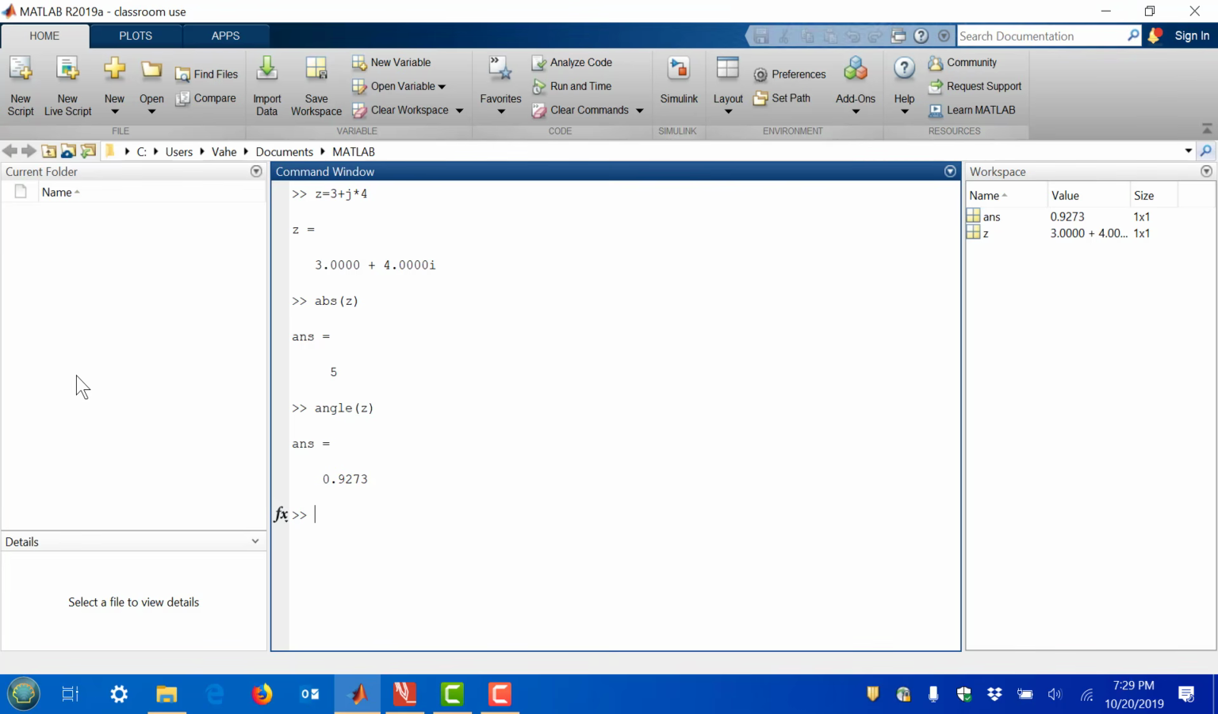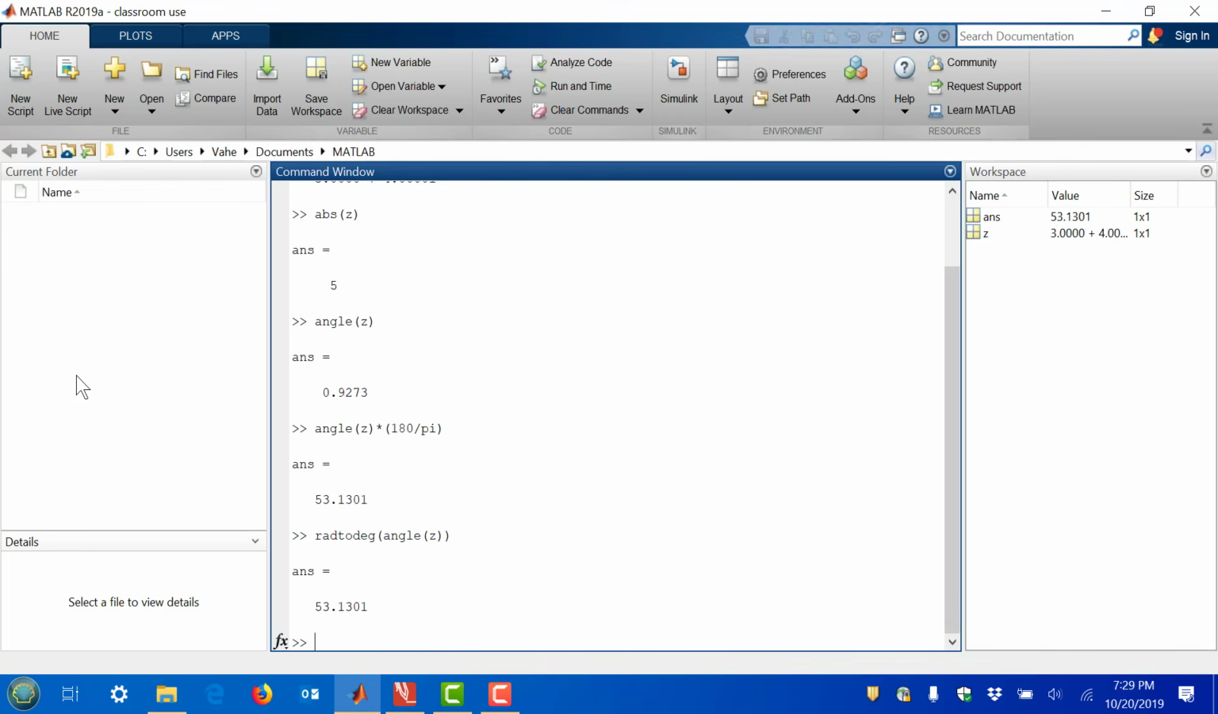So if you want to have the angle in degrees instead, there are a couple of options, okay? You can take the angle, and then you can multiply it by 180 and divide it by pi, right? So we're basically multiplying by 1, right? Because 180 degrees over pi radians is really 1. So this gets rid of the radians. So this will give you 53.13 degrees. That's one way to do it. Another way to do it is use the function called rad2deg. So radians to degrees, and if you put the angle of z, right, you'll get back the same thing.